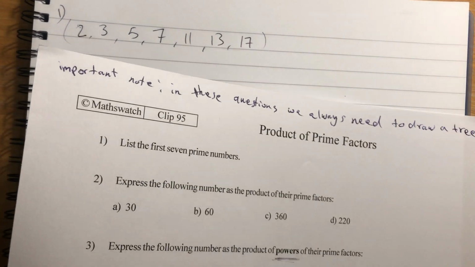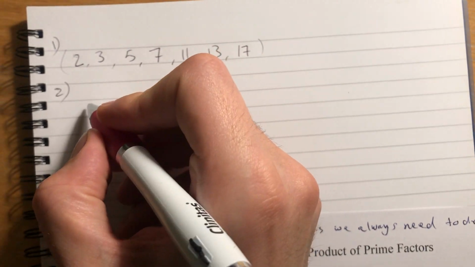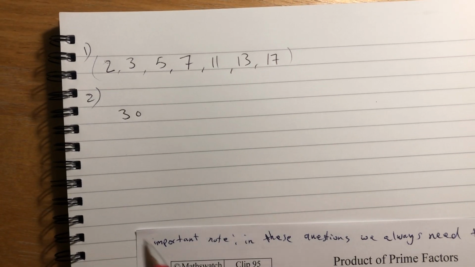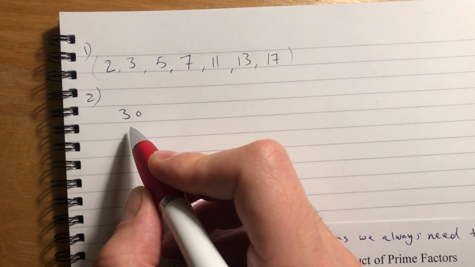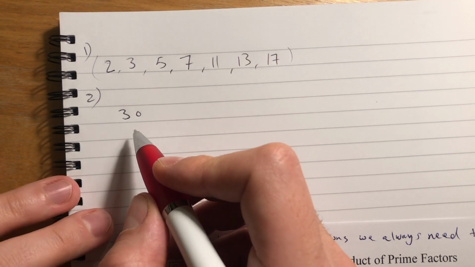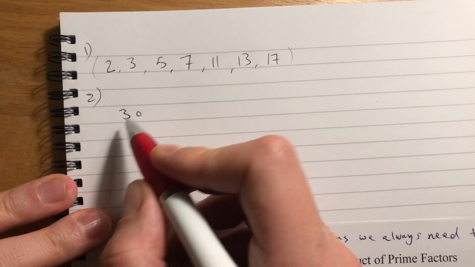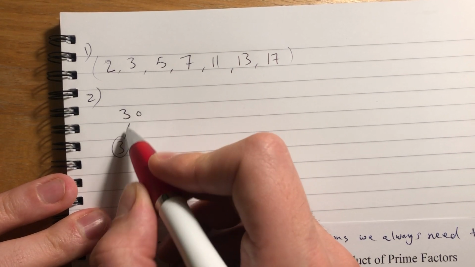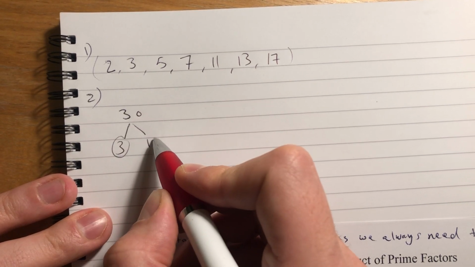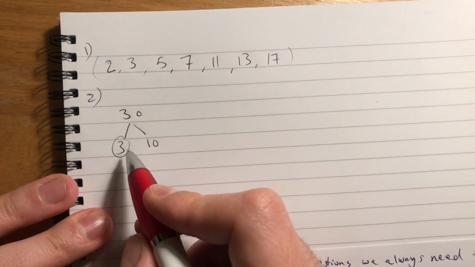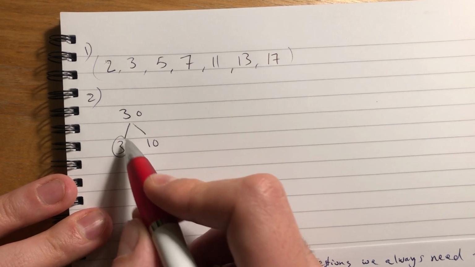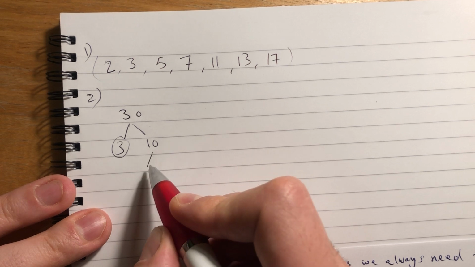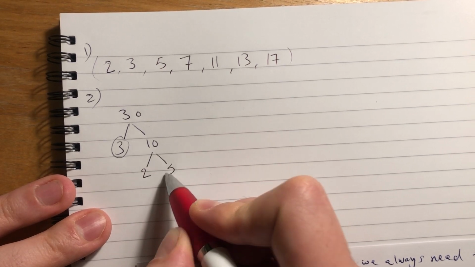So we start with number 30. It's better to make trees while we factorize. So we start with the lowest prime factor. We can do 2 or 3. We can start with 3 here. So divided by 3, we have 10. Whenever we finish with something, we just put a circle so we don't do it again. With 10, we can do 2, and then this will become 5.